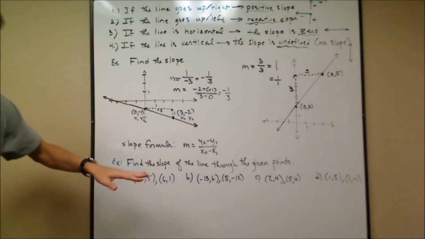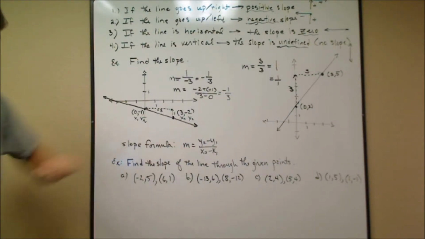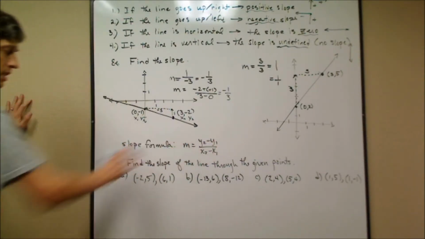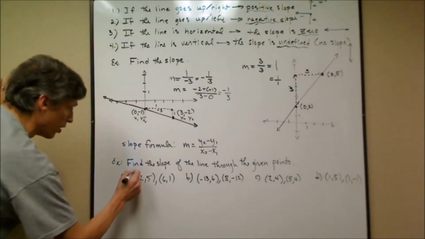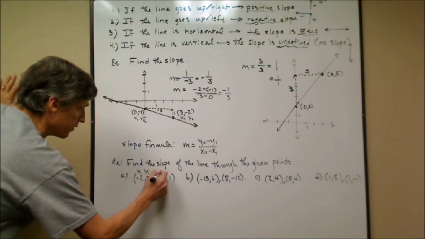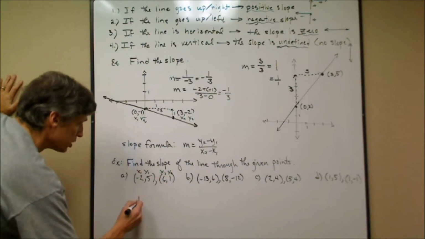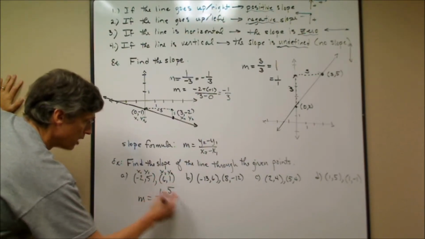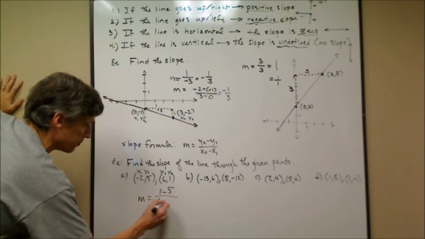Here are 4 examples where we're going to use the slope formula. I've written it down again, and we're going to find the slope of the line through the points. The slope formula, the difference in the y's over the difference in the x's. Really important to remember that. I'm going to call this x1, y1, this x2, y2. So my slope is equal to 1 minus 5, all over 6 minus negative 2.